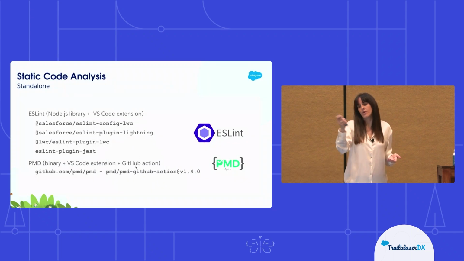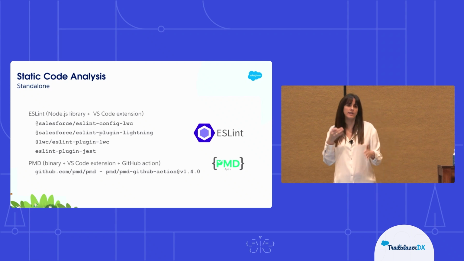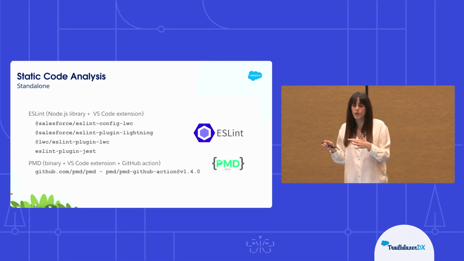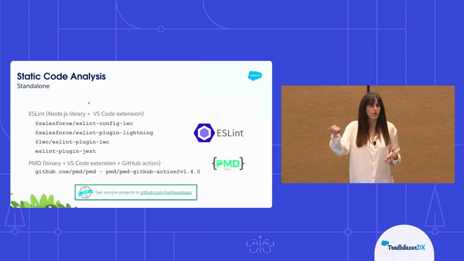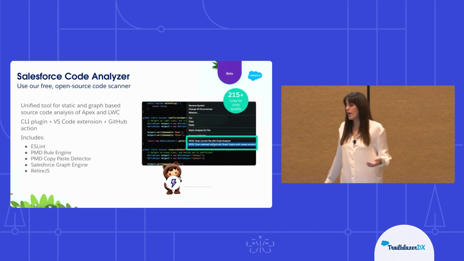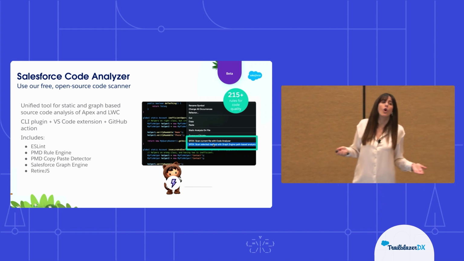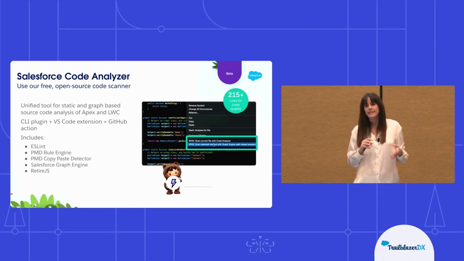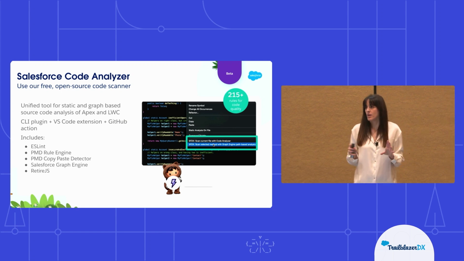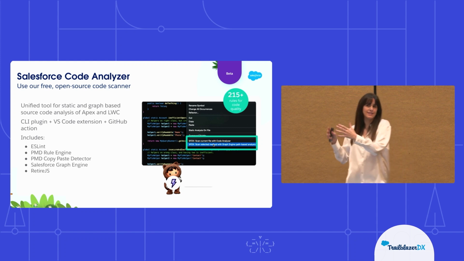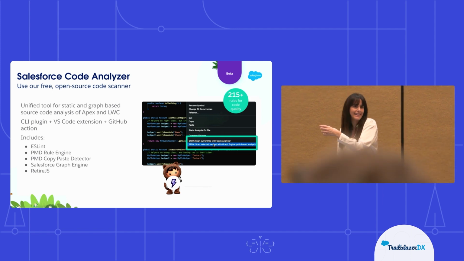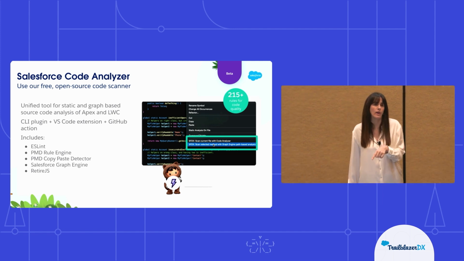This would be, if you want to do everything yourself in a standalone way regarding code analysis, the recommended setup. You can also check the github.com/trailheadapps repo to see how we are setting up our projects there. But there is a new tool called Salesforce Code Analyzer that does all that for you. So if you don't want to set up the libraries yourself and you prefer to just install a tool with one click and use it, then you can try out Code Analyzer.